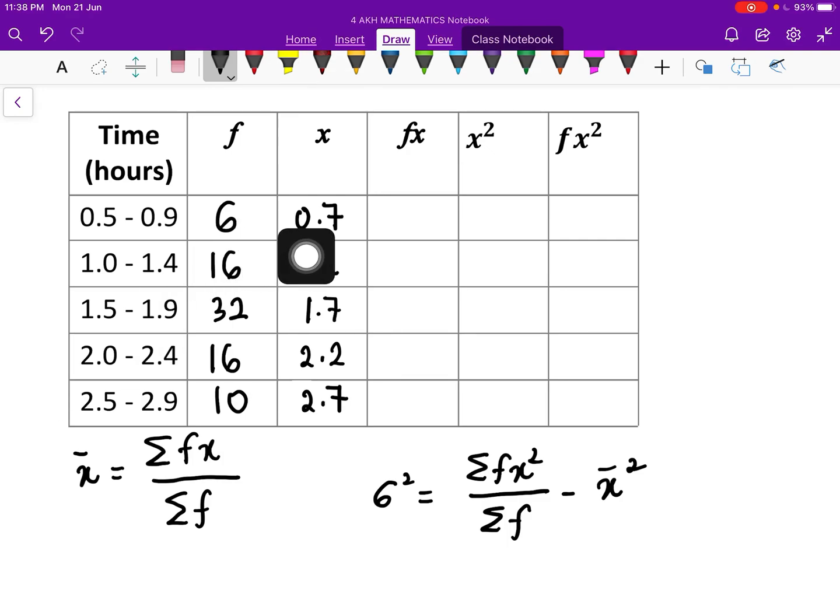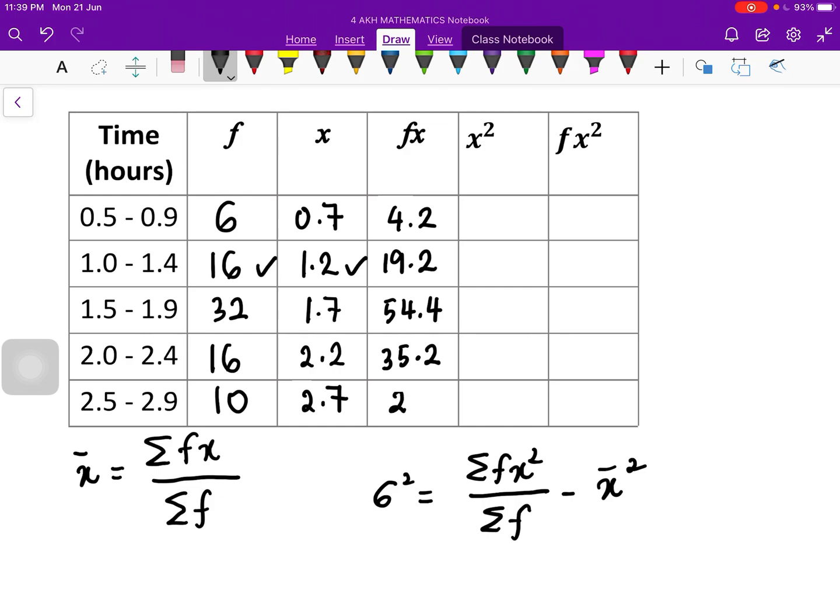The first one is 6 times 0.7. You will get 4.2. Next is 16 times 1.2. Get 19.2. Okay, next 32 times 1.7, 54.4. The fourth one, 16 times 2.2, 35.2. And lastly, 10 times 2.7 is 27.